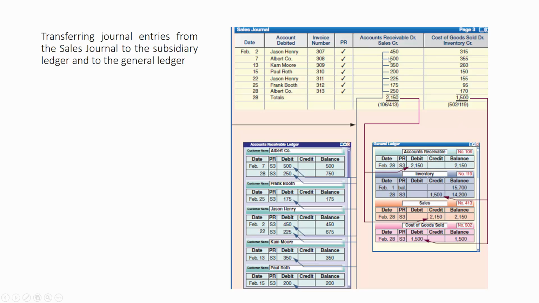So here we have all of the individual accounts for our customers and the individual amounts. And then we can see for each individual customer, they have been updated for each individual sale. Now let's look at transferring this information to the general ledger. We can see that accounts receivable, the controlling account, receives a total. The sales receives the total as a credit, and the cost of goods sold and inventory receive their respective debits and credits for $1,500, and we can see that these are the account numbers associated with these columns.